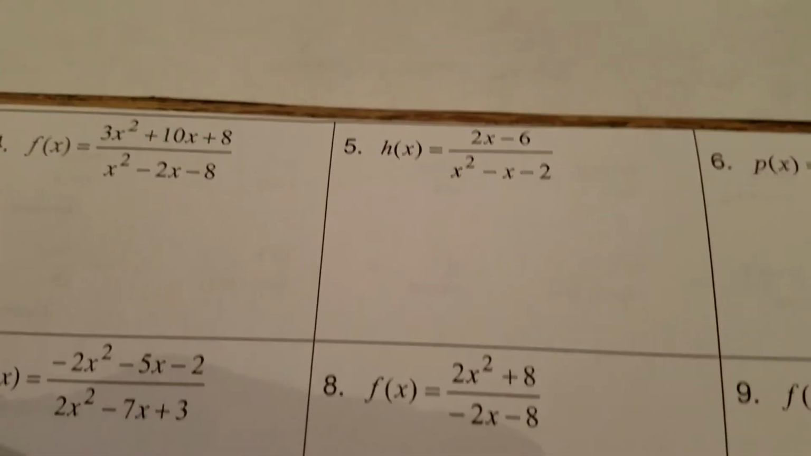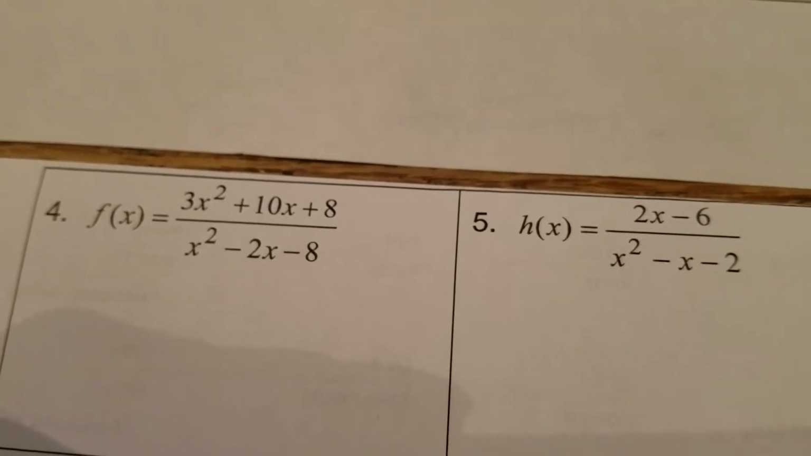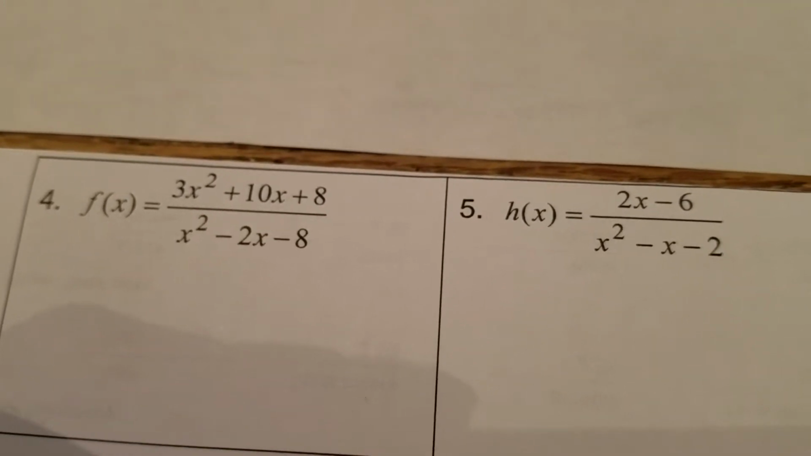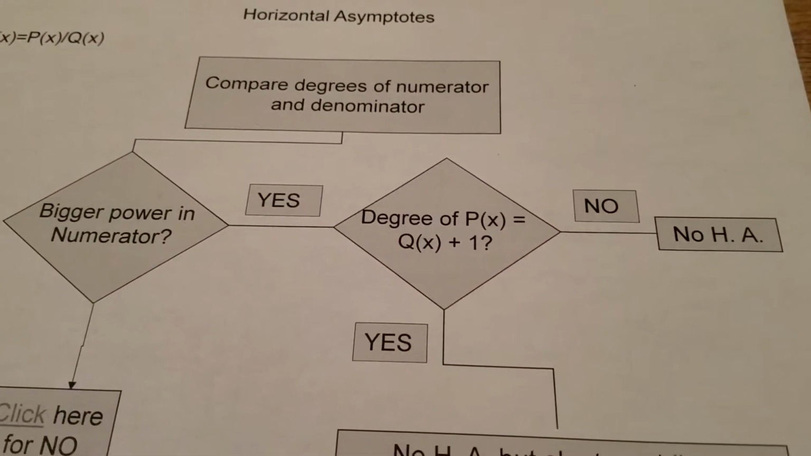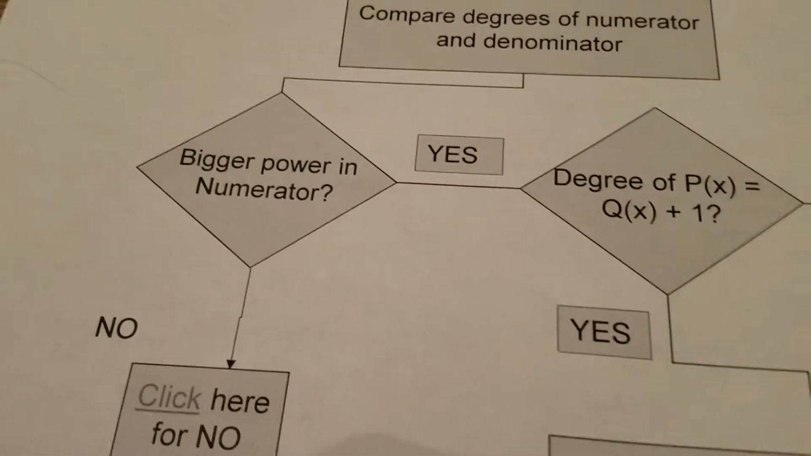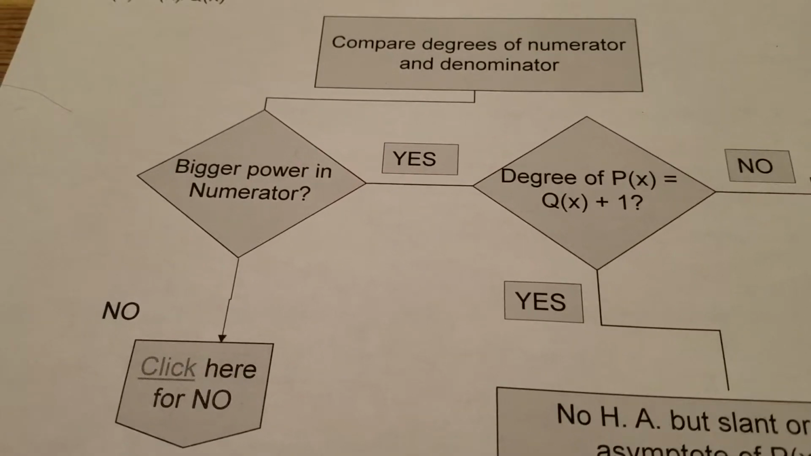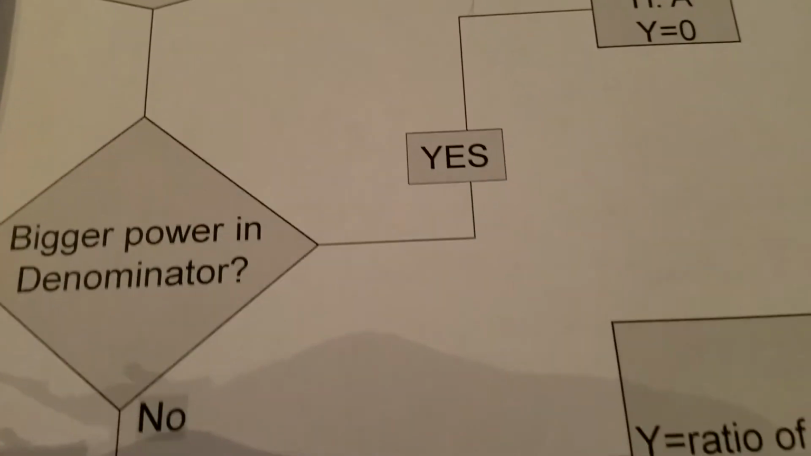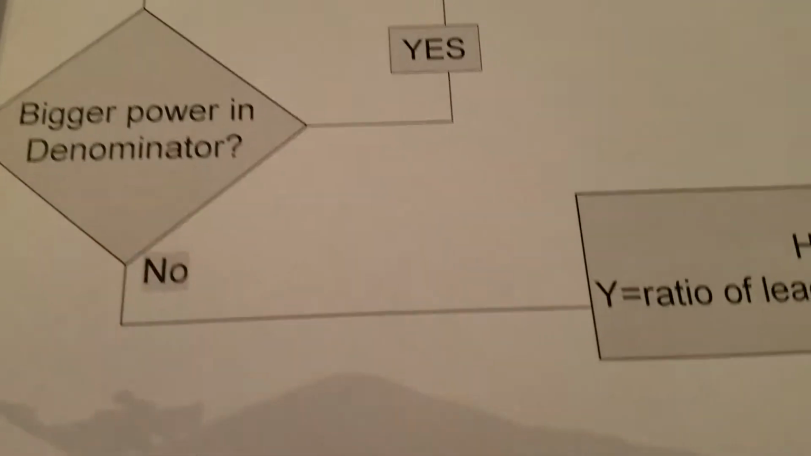In this first problem, f of x equals 3x squared plus 10x plus 8 over x squared minus 2x minus 8. First step says compare the degrees of numerator and denominator. So I start off, I ask, is the bigger power in the numerator? In this case, comparing 2 versus 2, the answer is no. So I follow the no to my next page and follow no here. Is the bigger power in the denominator? That's also no. So I follow this route.